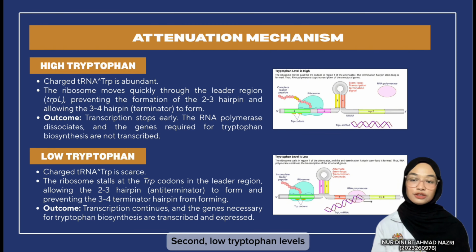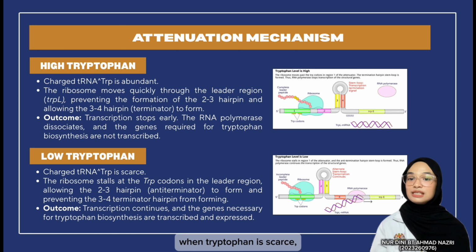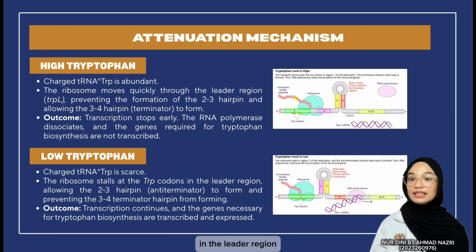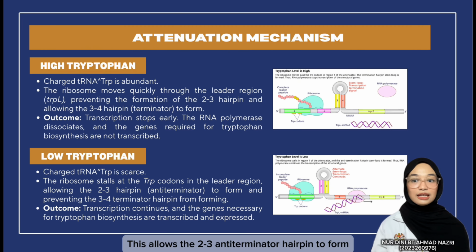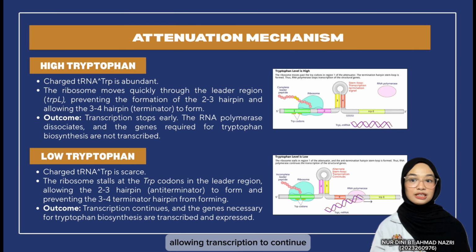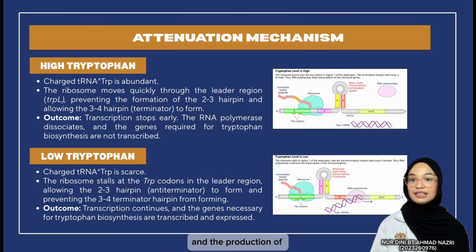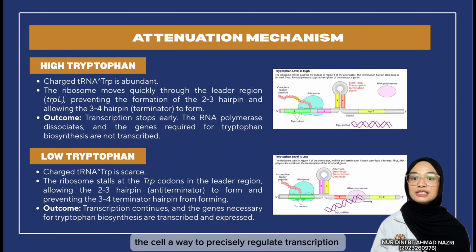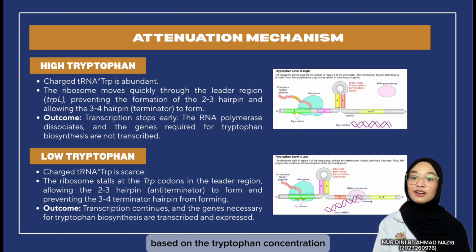Second, low tryptophan level. When tryptophan is scarce, there isn't enough charged tRNA-Trp, and the ribosome will stall at the tryptophan codons in the leader region. This allows the 2-3 anti-terminator hairpin to form, which will prevent the 3-4 terminator from forming, allowing transcription to continue and the production of tryptophan biosynthesis enzymes. This mechanism gives the cell a way to precisely regulate transcription based on the tryptophan concentration.